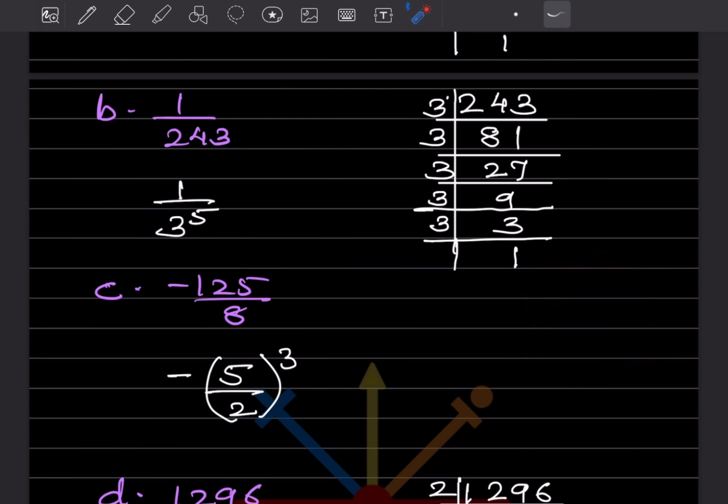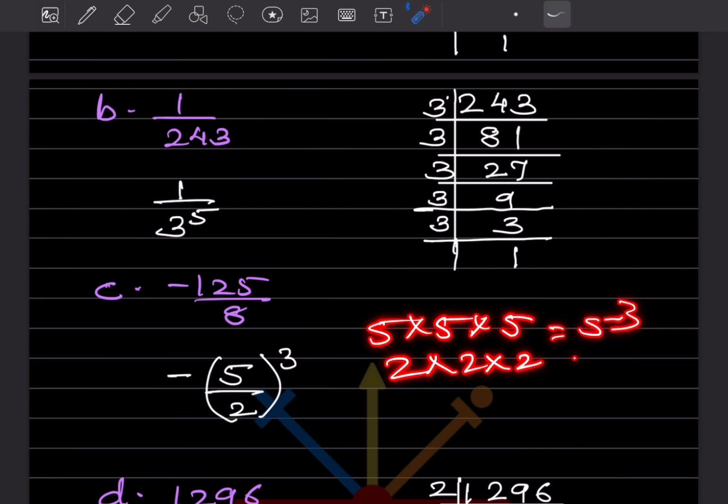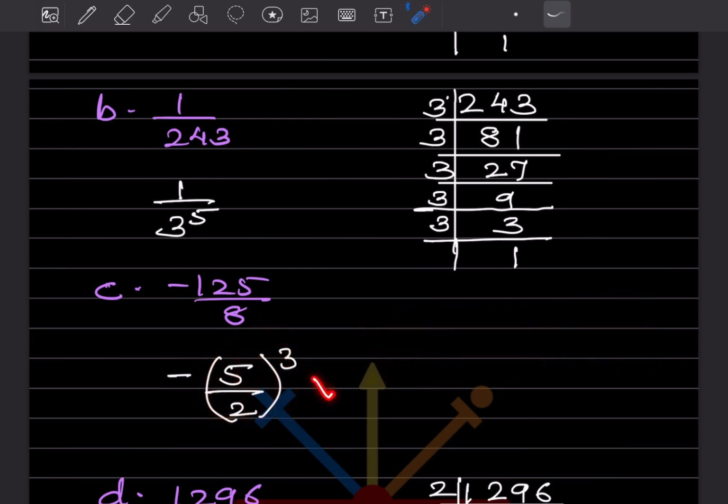So what we can write here is, because this is 5 into 5 into 5, and this is also 2 into 2 into 2. So this is going to be 5 cube, and this will be 2 cube. So we can write this in common: 5 by 2 raised to 3, which means this into this one. So this is the answer.